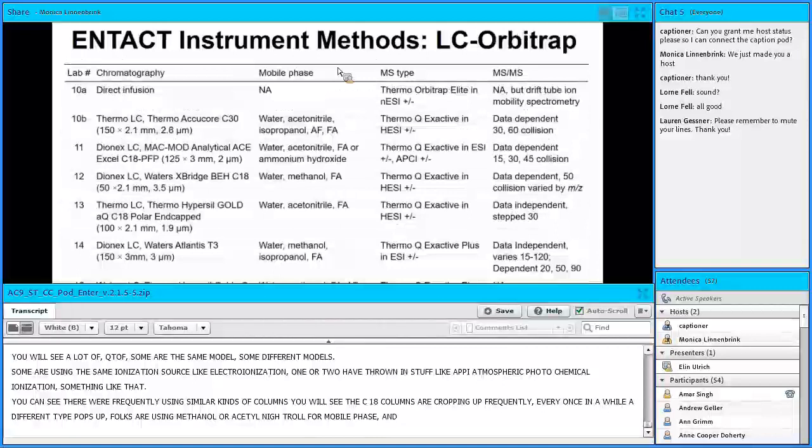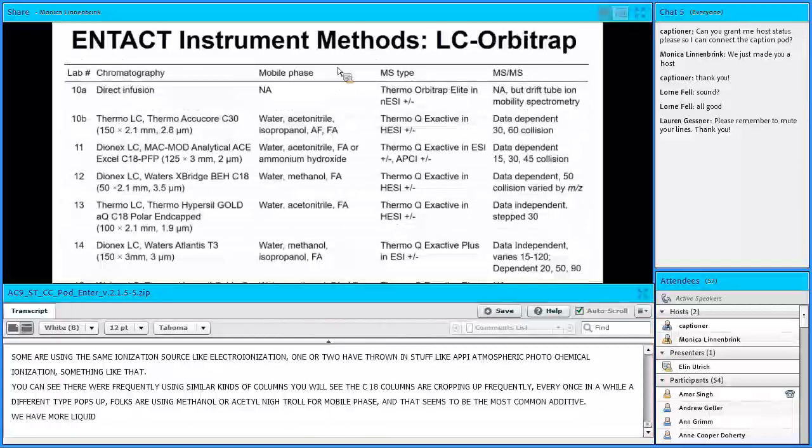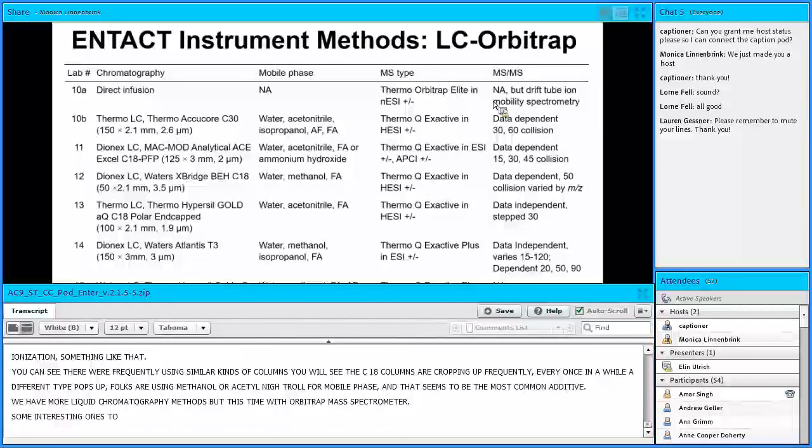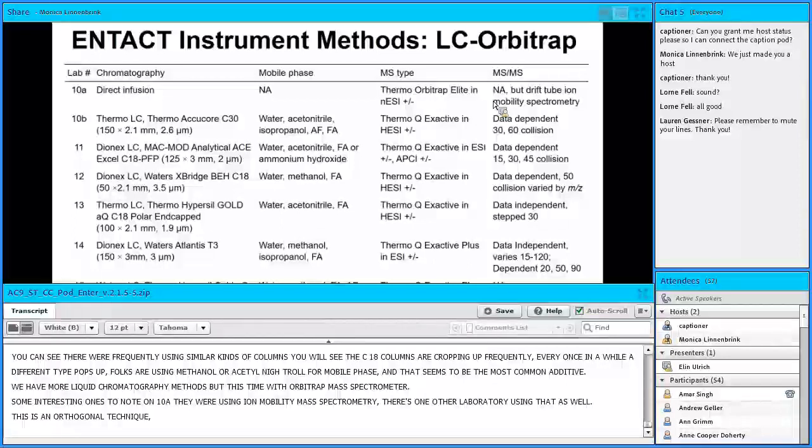We have more liquid chromatography methods, but this time with an Orbitrap mass spectrometer. So we've got a whole list of folks that are doing that. Some interesting ones to note, on 10A, they are actually using ion mobility mass spectrometry. There's one other laboratory that's using that as well. This is an orthogonal technique. It's separation based on the shape of the molecule.